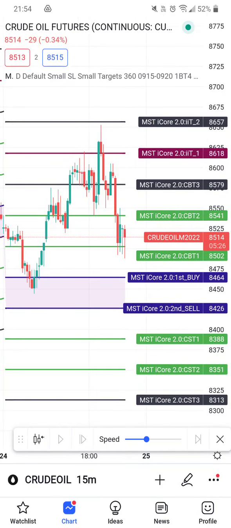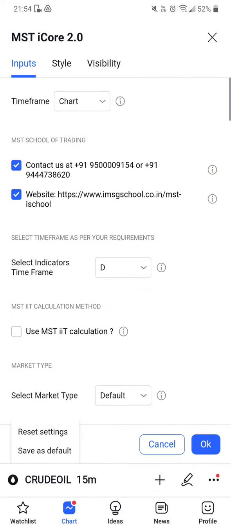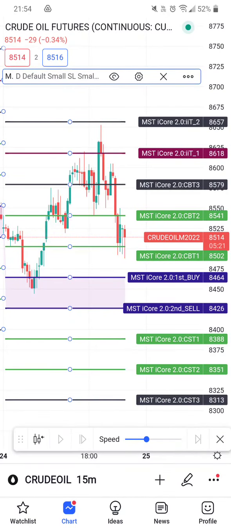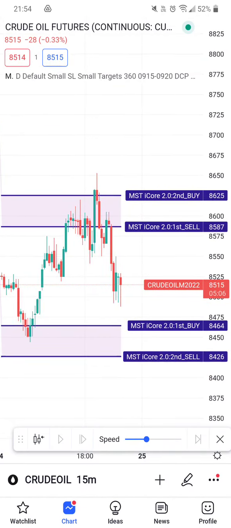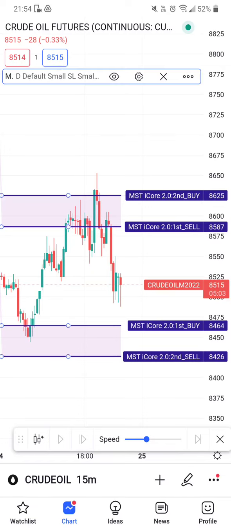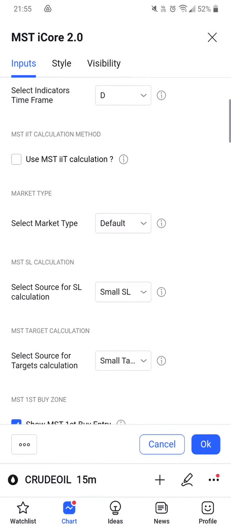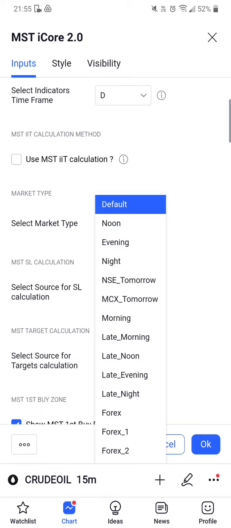Now let me show you the benefit of MST 2.0 premium. What is the premium? See here, in the morning we got the buy entry as per 2.0 and all the targets hit. See here, I said if buy is activated, there is no sell unless the SL hits. SL is not hit today, so we should be on the buy side only in the morning session. So in premium mode, we have this extra facility, that is market type. So we have default, noon, evening, night, NSE tomorrow, MCX tomorrow, then morning, late noon, late evening, late night, Forex and Forex 1 and 2.